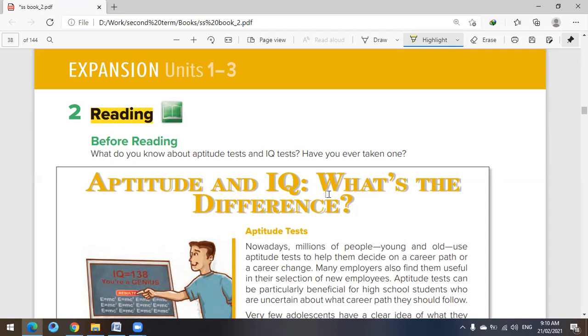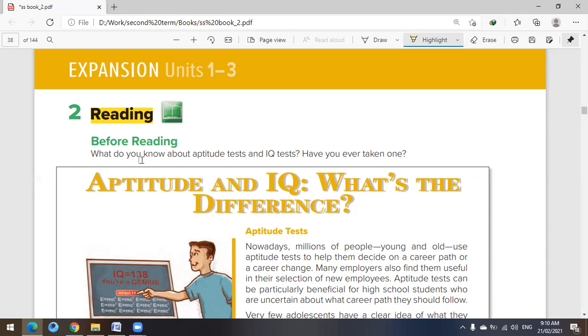Okay, very important, very useful. You need to know about these two tests. It will help you on a large scale. It helps you to choose your career, to decide which job you are qualified for, and so on. It's very important and very useful. Just focus during reading.